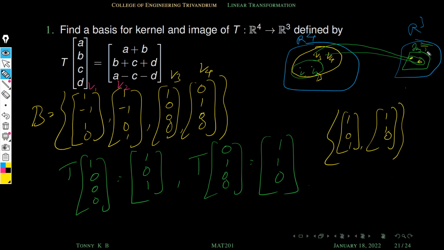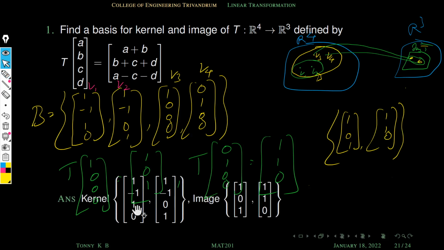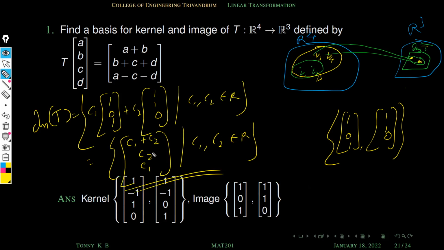So you can easily find the image. You simply take the span. So what is image of T? Suppose the question is this, we have to find the image of T. Then you simply find the basis, then you simply take the span. So what is image of T? Yes, kernel and image. So you can easily find the image. Image of T is the span of basis elements.